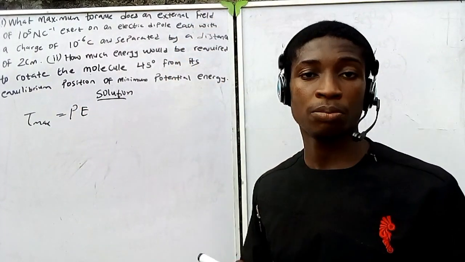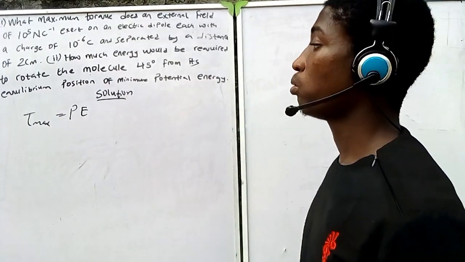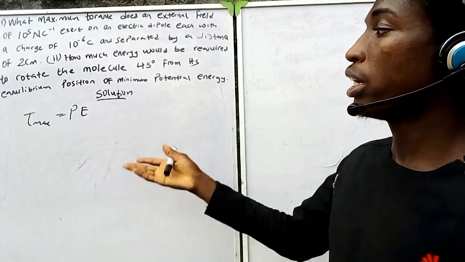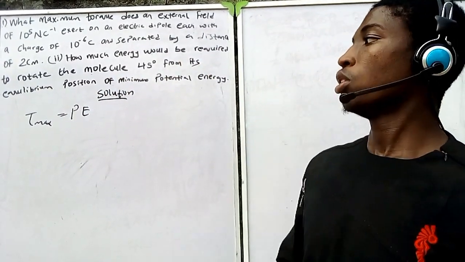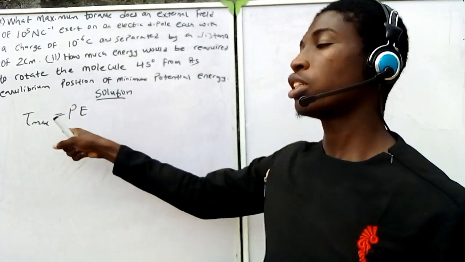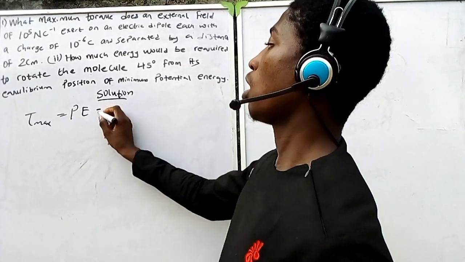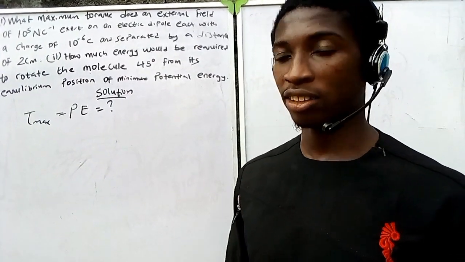This formula for maximum torque is in the other video. You can go ahead and watch the other video, that is the problem solving on electric field part 1. The formulas you need for all the questions we're going to solve today are there. So the maximum torque is equal to the electric dipole moment times the electric field, right? And that's what we are asked to find. Do you understand?